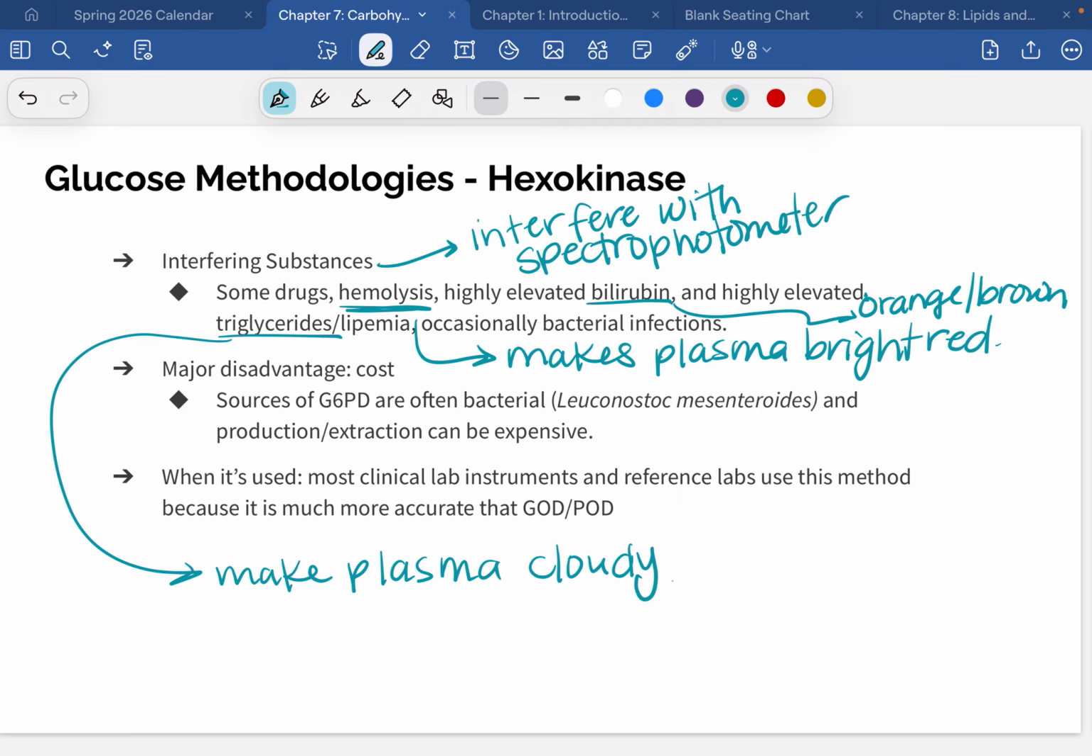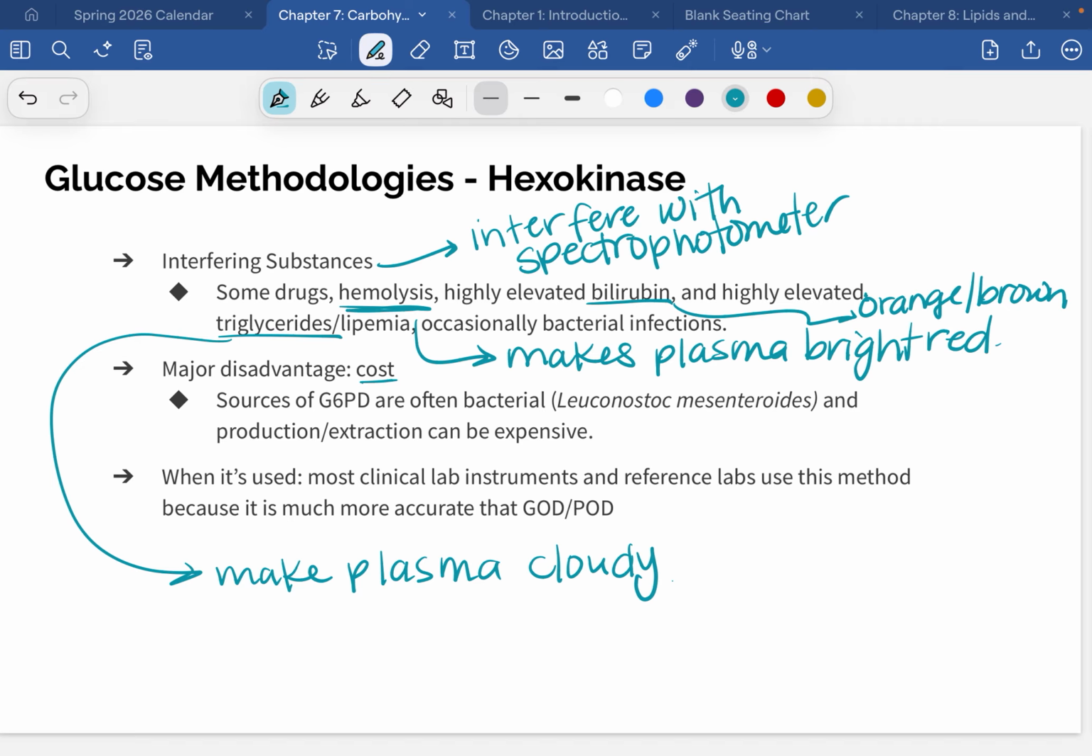They produce large or intense pigments, like with hemolysis, bilirubin, things like that, or they block the passage of light because something is really cloudy or turbid, like with triglycerides. So overall, this method is very effective. It has very few interfering substances, and those interfering substances, again, don't have anything to do with the glucose measurement. This is just a problem with the patient's sample. But the major disadvantage is the cost.